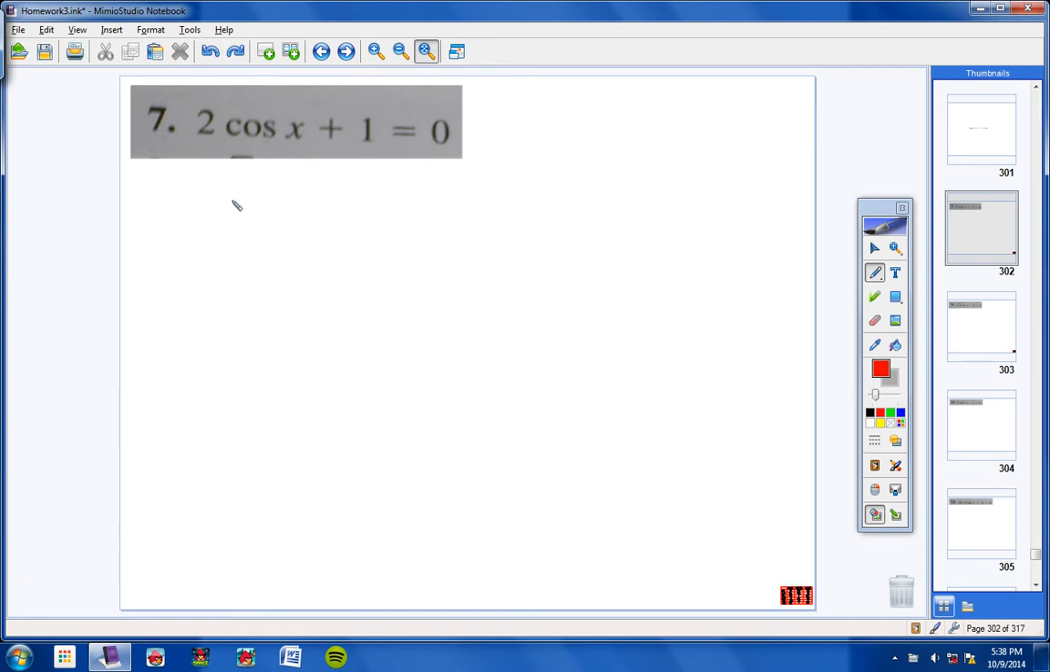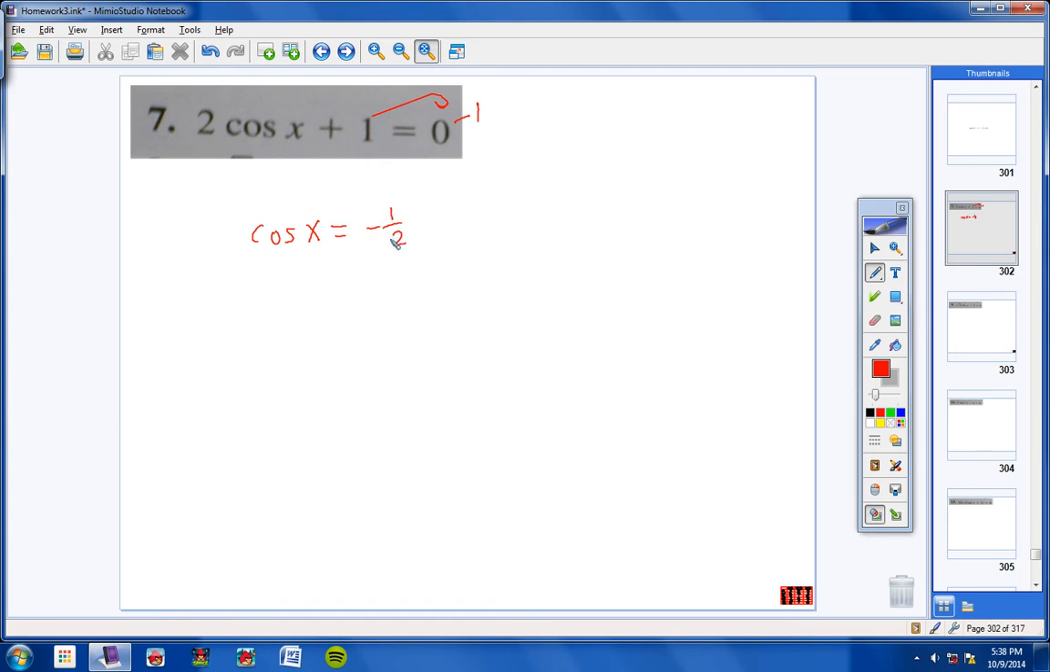Number 7. 2 cosine x plus 1. This is a pretty simple trig equation. The first thing we're going to do is isolate the cosine. So we're going to bring the 1 over and make it negative, and then divide both sides by 2. So you should end up with negative 1/2.